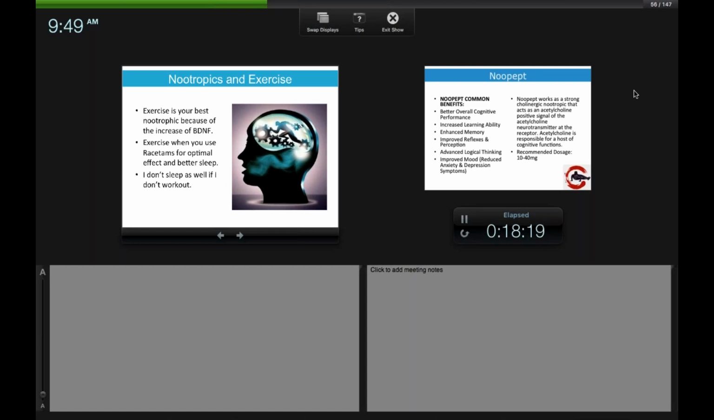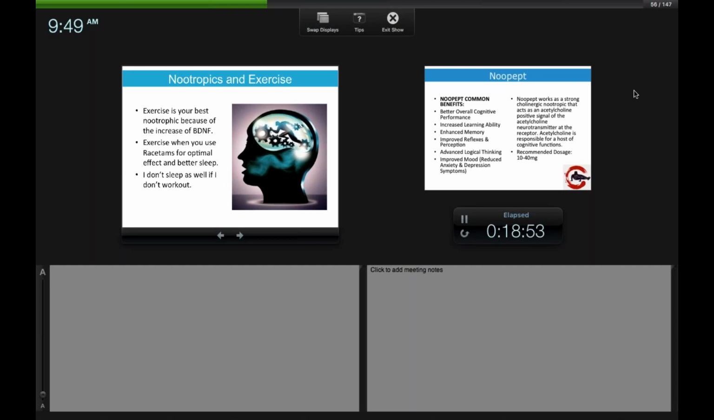But one of the things I notice is that if I don't exercise when I take nootropics, I do not sleep at night as well. I tend to have kind of a little more restless sleep. But when I exercise and I don't take nootropics, I sleep pretty good, probably around a 7 or an 8. When I take nootropics and I exercise, I sleep at like a 10. I sleep amazing. So remember to use this. When you exercise, that's when you really increase your brain-derived neurotrophic factors, and that's when your brain really starts laying down new pathways.